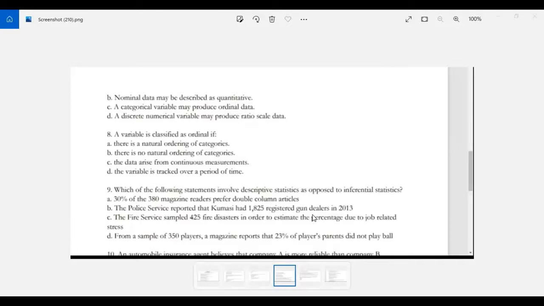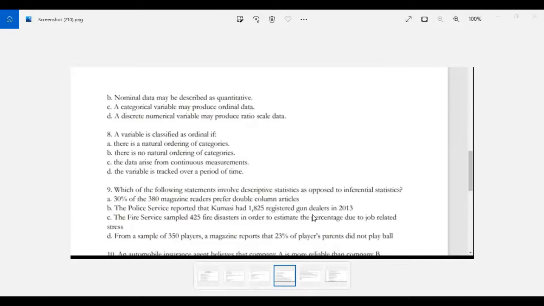So you have to understand the words descriptive statistics and inferential statistics. Descriptive statistics, as the name implies, you are just describing the scenario. You know the facts. You get it? But with inferential, based on a sample, you are generalizing for the whole population.